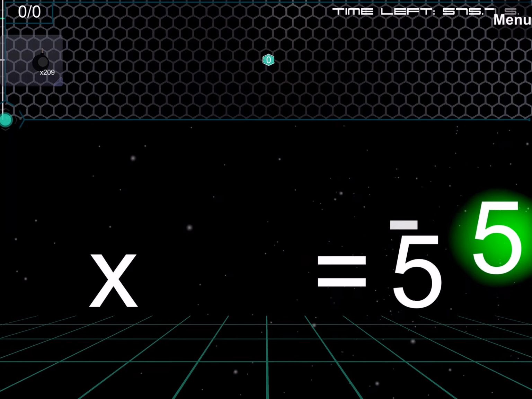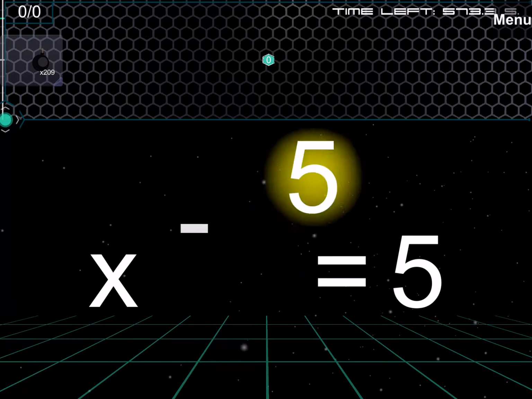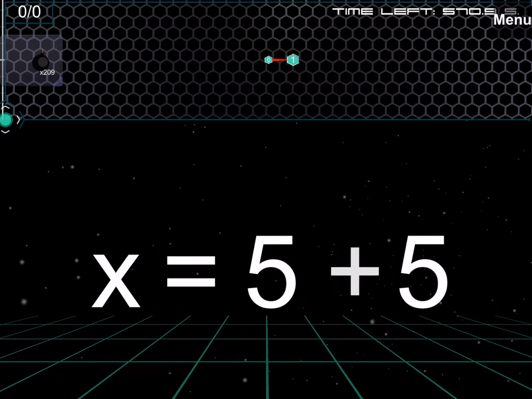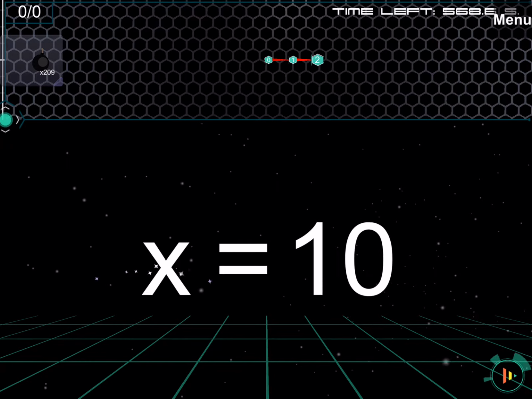Okay, let's try this one more time. Move this minus 5 from the left side to the right side, it becomes a plus 5, and you do that.